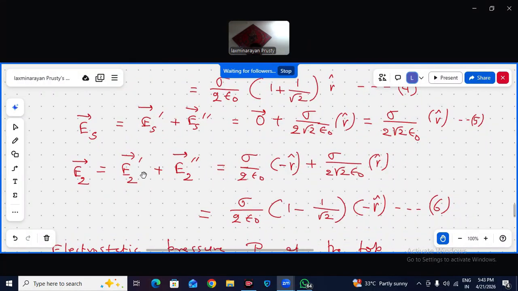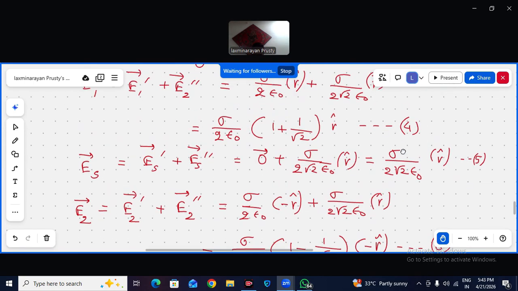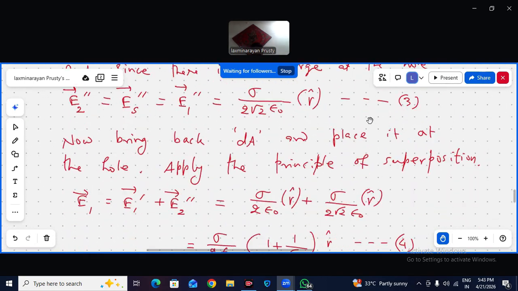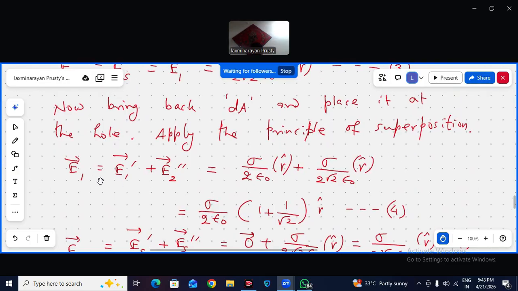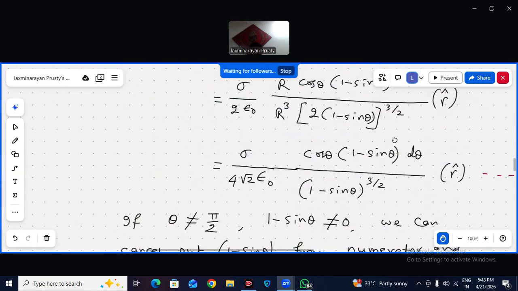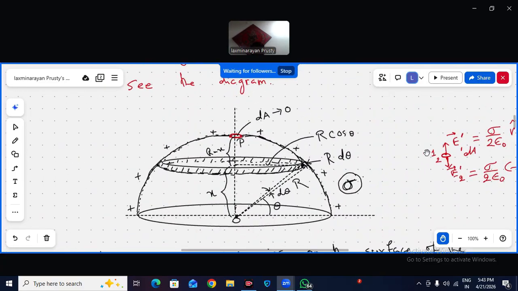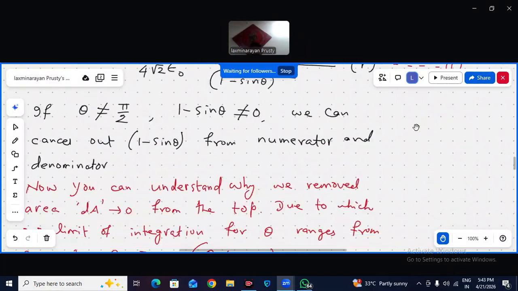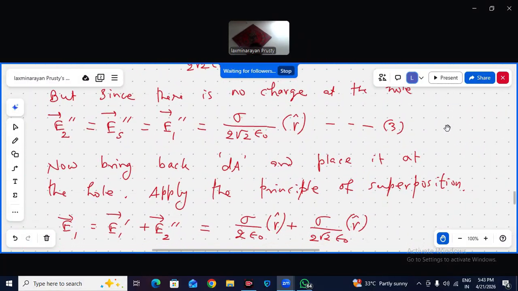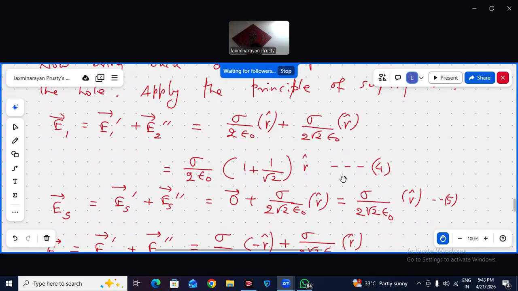So what is E2 first देखेंगे, E2 dash plus E2 double dash. सिग्मा बाई 2 एप्सिलॉन 0 माइनस आर कैप प्लस सिग्मा बाई 2 रूट 2 एप्सिलॉन 0 आर कैप करने से क्या रहेगा, सिग्मा बाई 2 एप्सिलॉन 0 कॉमन ले लूंगा, 1 माइनस 1 बाई रूट 2 माइनस आर कैप डायरेक्शन. E1 क्या रहेगा, E1 डैश प्लस E1 डबल डैश. पहले E1 डैश में जाएंगे. देखो भाई ये E1 डैश क्या है, सिग्मा बाई 2 एप्सिलॉन 0 आर कैप, and E1 double dash क्या है, sigma by 2 root 2 epsilon 0 again same r cap. So इधर आड कर दो बस ये 4.